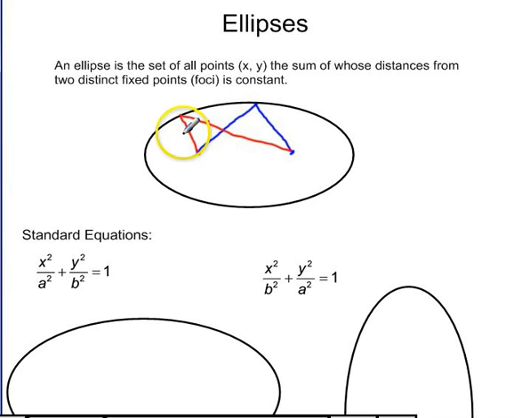Think of it as a string, and you've got a pencil, and you keep that string tight and you draw it around, and the ends of the string are pinned down. You're going to get an ellipse out of it. Okay?